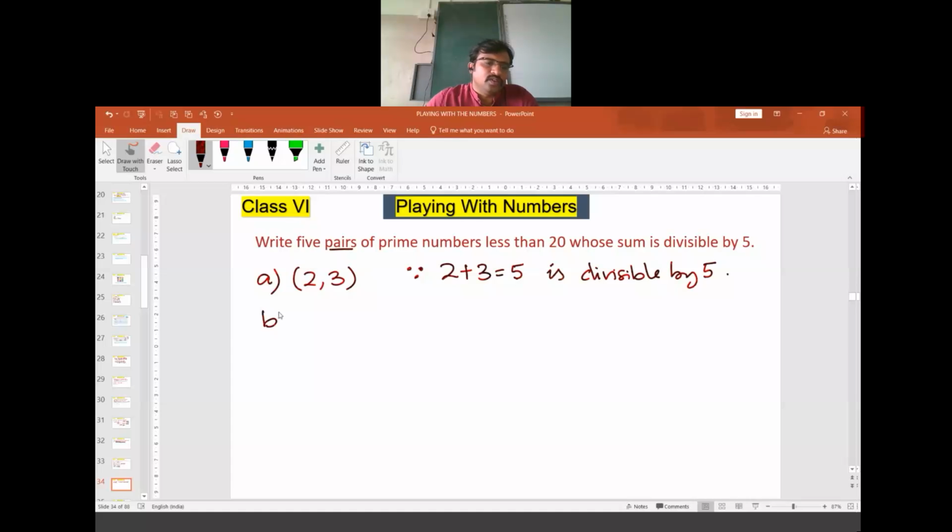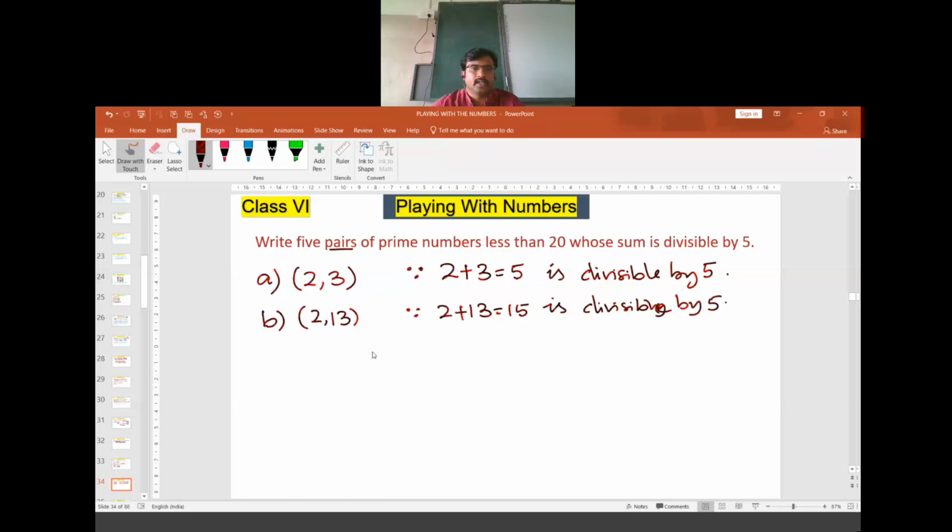Same way I'll give one more example. Example is 2 and 13. If you add them, the sum becomes 15, and this 15 is divisible by 5. Likewise, you have to make the combination of 3 more, C, D and E. 3 more you have to make.